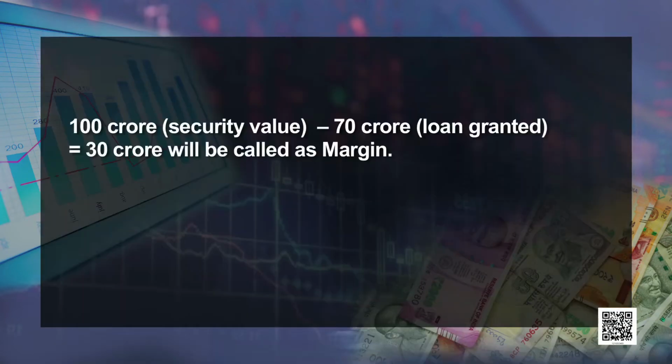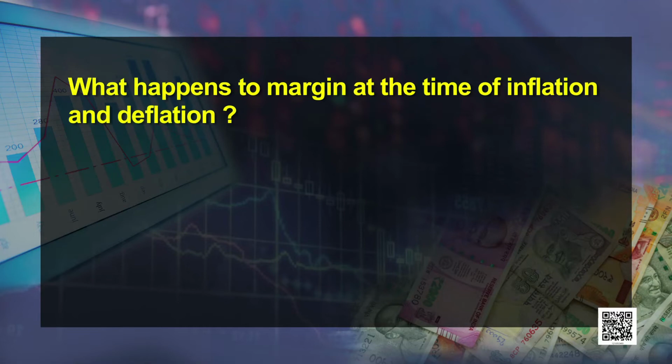So the difference between what I offered to the bank, which was 100 crores, and what the bank offered me, which was 70 crores, is 30 crores. This 30% is known as margin. Now what happens to this margin at the time of inflation and deflation?